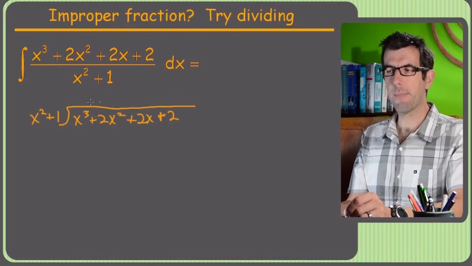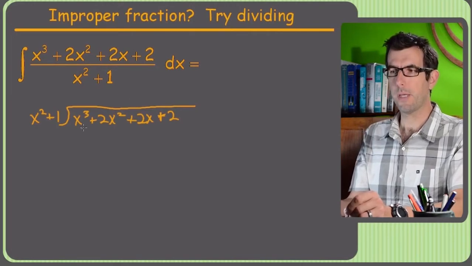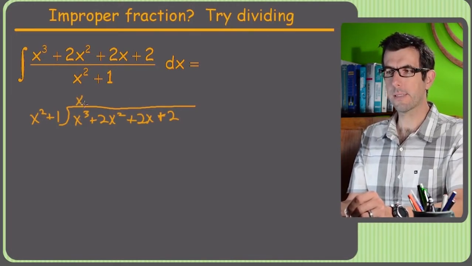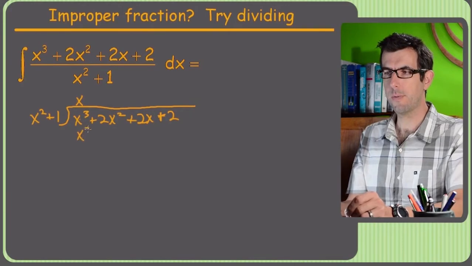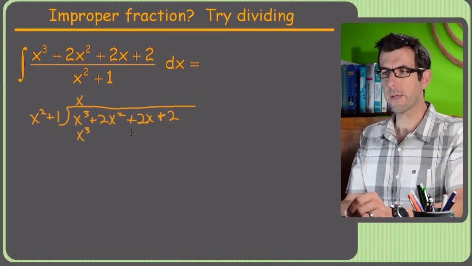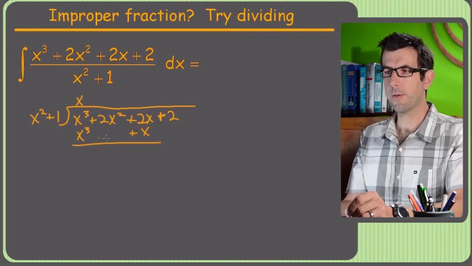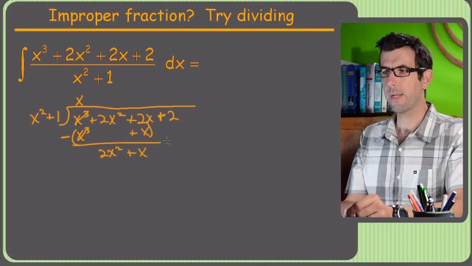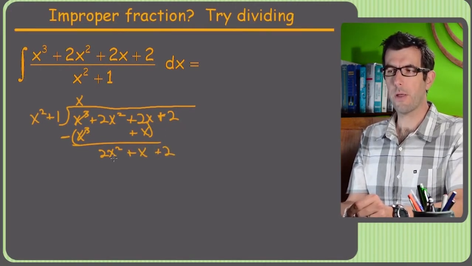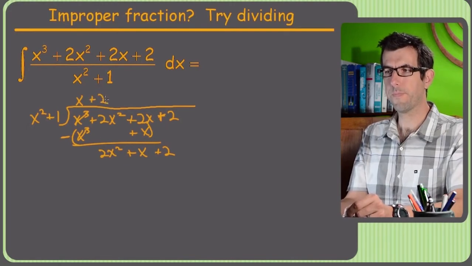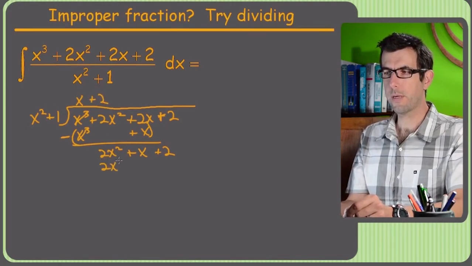So whatever we get on top here is going to be what we have to integrate. So x squared and x cubed is x times x squared is x cubed, and then plus x, and that goes under the x terms over here. So now we subtract all this stuff. X cubed minus x cubed, those cancel. 2x squared minus nothing is 2x squared, and 2x minus x is x. Carry down the 2. X squared and 2x squared is 2. 2 times x squared is 2x squared plus 2.